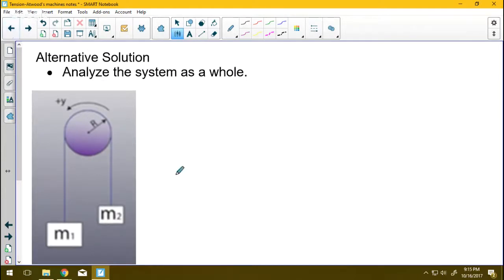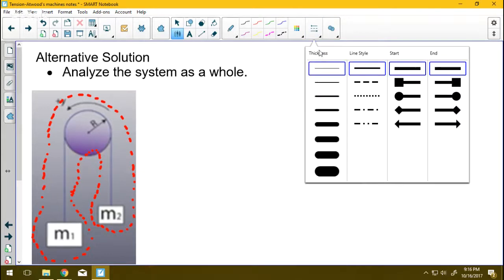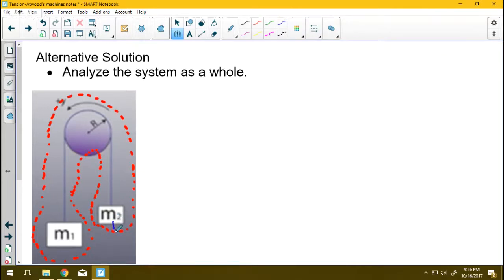Now let's see an alternative way to analyze this, because before we analyzed each mass separately. Well, you can also look at the system as a whole. Okay, so when you do that, you still have your M2G pulling down, M1G pulling down. But since it's a whole system like that, tension is considered an internal force. So you don't actually apply it in your free body diagram. So since it's moving, again, counterclockwise, that means that this is our positive direction.